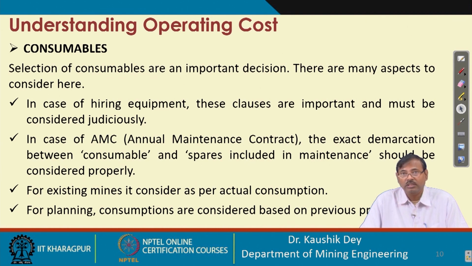So, that is why these are very significant costs. Say, dumper tires are costing around 10 lakh rupees or 5 lakh rupees. So, that is a significant cost. If these significant costs are there, they must be considered judiciously, and that has to be placed in that particular clause when the AMC contract is made or the hiring of equipment is made. That is why, in the AMC contract, the exact demarcation between the consumables and spares included in maintenance should be considered.